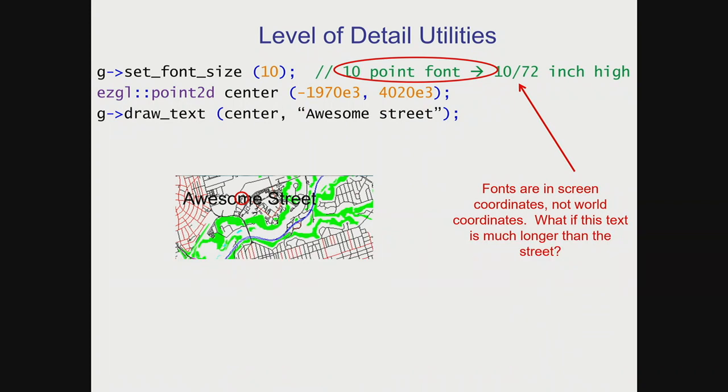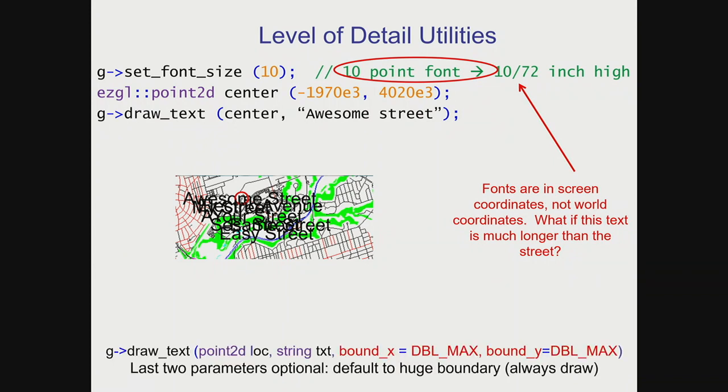But if I do this for a whole bunch of streets, I'm in a loop drawing everything, it's going to look worse than silly. It's going to be street names all over top of each other, and it's going to be a giant mess. So we don't want to do that. One of the tools you have to avoid that is a pretty easy one to use. Draw text always requires two parameters. It requires the point where you're going to draw the text, in this case the center point, and it requires the text itself. But it actually has two other optional parameters.